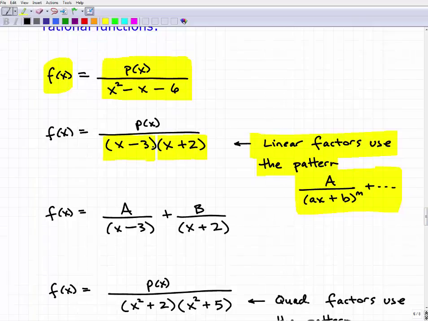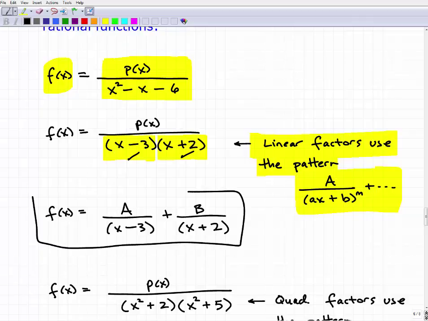We have no powers here other than 1. There's no square, no cubes, so it's very simple. So I'm going to put an A over the first factor, x minus 3. Then I'm going to put plus another variable, B, over the second factor, and I'm done. That's it. You might say, wow, that's it? Yes, that's it.